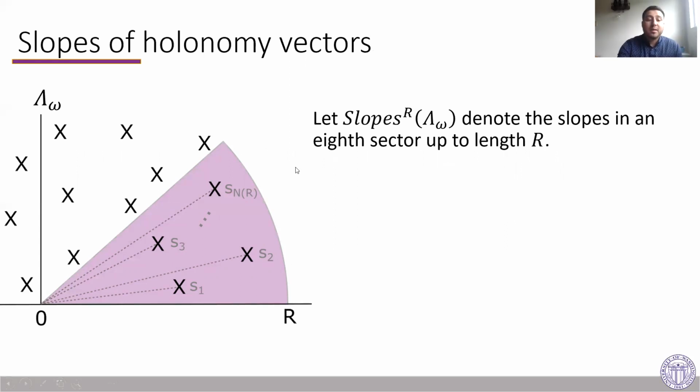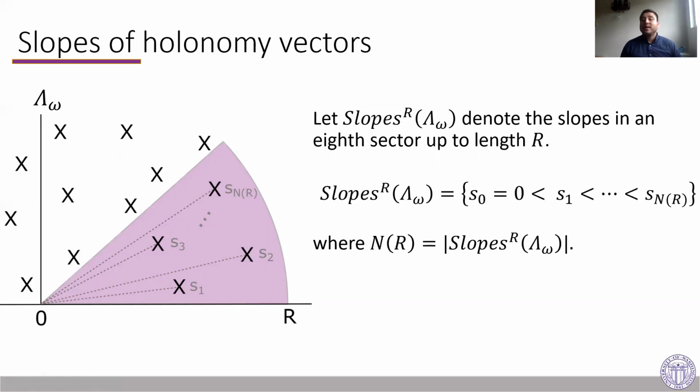So here I have S sub 1, and the next slope bigger than this one is given by this holonomy vector with slope S sub 2, then S sub 3, dot dot dot, up to however many there are. And that's what N of R is indicating here. More formally, let slopes of R denote what I said: the set of increasing slopes. And N of R is just the number of slopes that I'm seeing inside of that region.